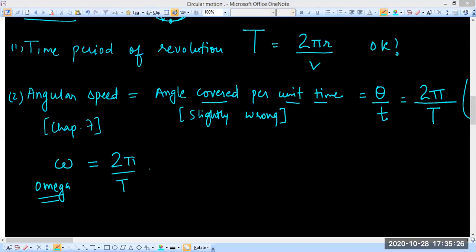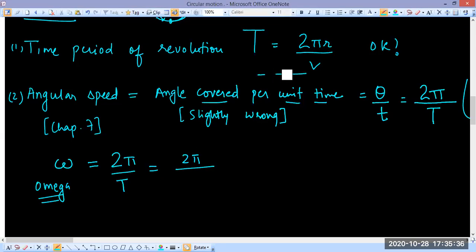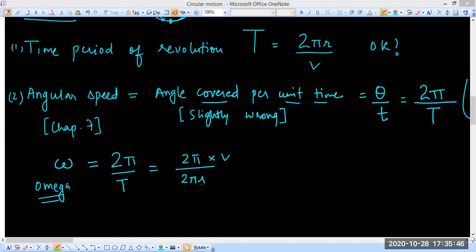So omega is equal to 2 pi by T, T ની વેલ્યુ મૂકી દે. What is the value of T? અહીંયા ઉપર જ લખ્યું છે. Let's write it here. Okay, denominator goes to numerator, so v is in the numerator. અરે વાહ, કેટલું બધું કેન્સલ થઈ ગયું. Right? So omega is equal to v by r.